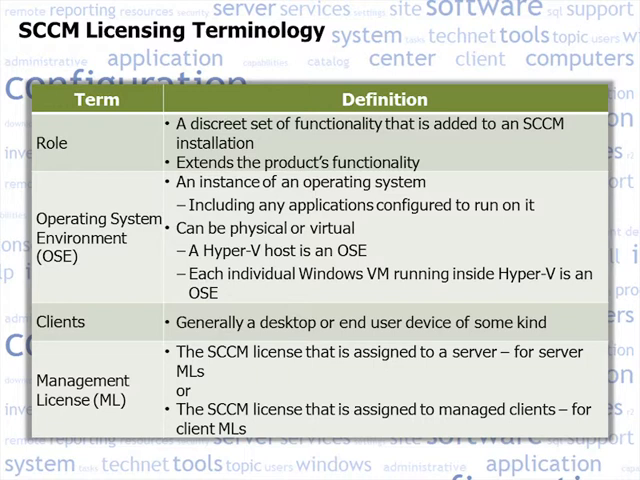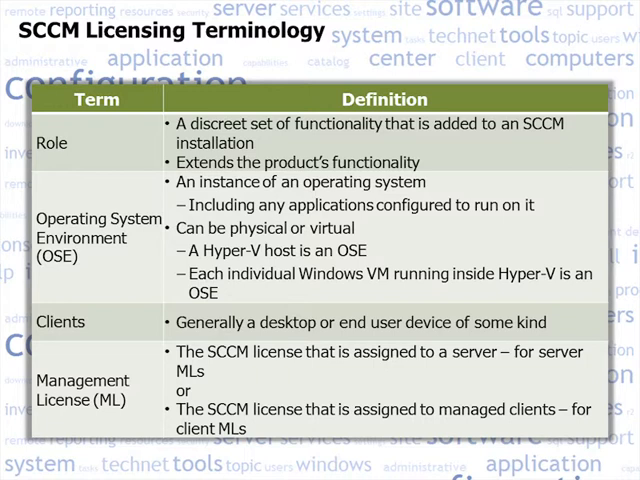The next term, operating system environment, is really important to understand, and you're going to find this everywhere in Microsoft's documentation these days, not just System Center. An OSE, or an operating system environment, is an instance of an operating system, including any applications configured to run on it. This can be a physical or a virtual operating system. For example, a Hyper-V host is a single OSE without any running virtual machine. Each virtual machine that's running inside that Hyper-V host is also an OSE. So let's say you've got a Hyper-V host running 6 virtual machines. You have 7 operating system environments, the host and 6 virtual machines.